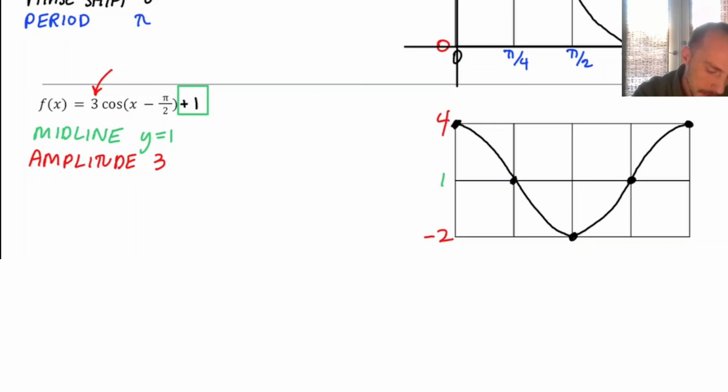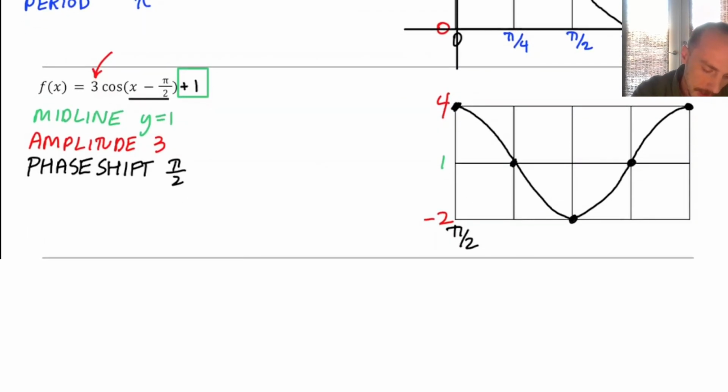Okay, after that, I'm going to think about the phase shift, and the phase shift is what I'm subtracting on the inside of the sine or cosine. What's next to the x, since that's x minus pi over 2, that means the phase shift will be pi over 2. And so I'll label that spot where my graph is beginning right there. That'll be a pi over 2. Okay, now the last thing I need is the period. The period I'll get from using the formula period equals 2 pi over b.